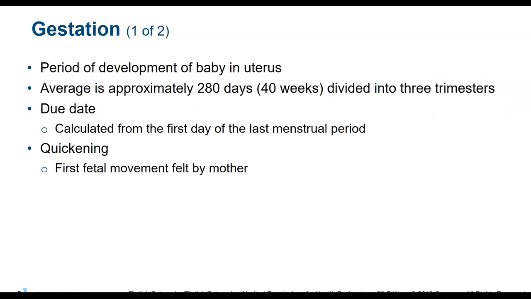Gestation takes about 280 days or 40 weeks. We divide that into 3 trimesters. Our due date is calculated from the first day of the last menstrual period. So LMP is an abbreviation that you need to know, because they're looking for that LMP to determine the due date. Quickening is when we first feel the baby move.